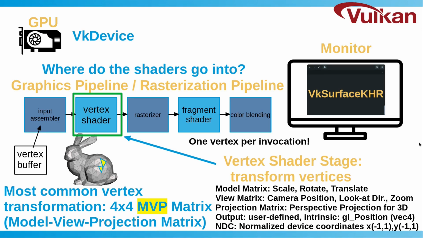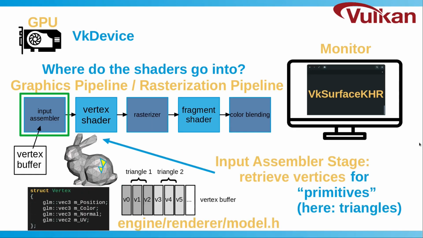There can also be user-defined output from the Vertex Shader stage. Before we said a vertex can, for example, also have a color or a normal or UV coordinates. So those three here would have to be passed down to the Fragment Shader. Then we said the input assembler is taking 3 vertices corresponding to 1 triangle and calling the Vertex Shader then 3 times.